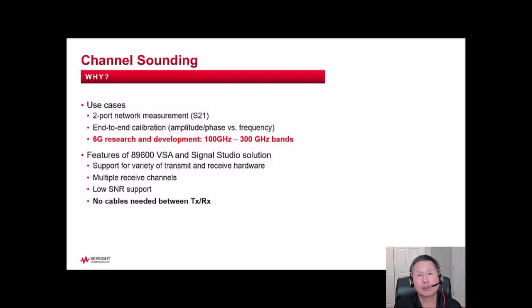So let's stop for a minute and ask why. Why do people need to measure channels? One common use case is a network measurement. Although a network analyzer might be a more appropriate choice here, you can measure the S21 frequency response of a two-port device with channel sounding. Another use case is calibration. Let's say, for example, you have a signal generator, you want to measure the EVM of a device with a particular modulation, but you also want to remove the effects of the test fixture from the measurement results.